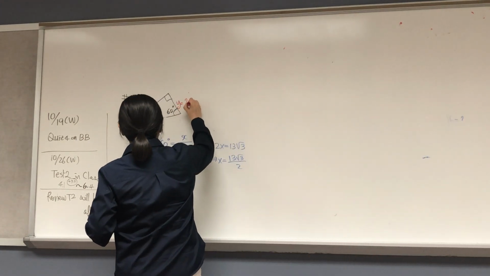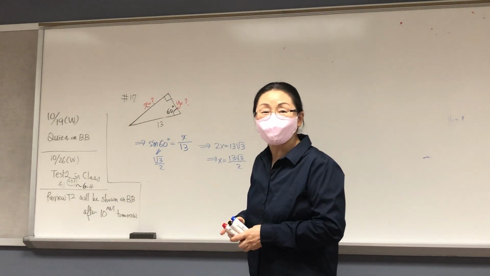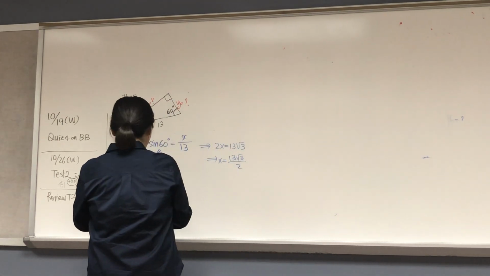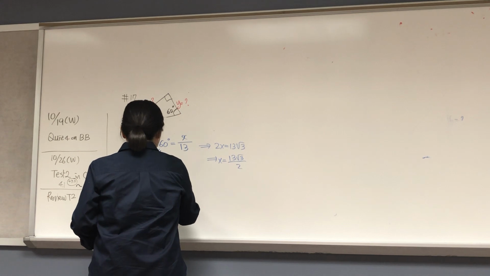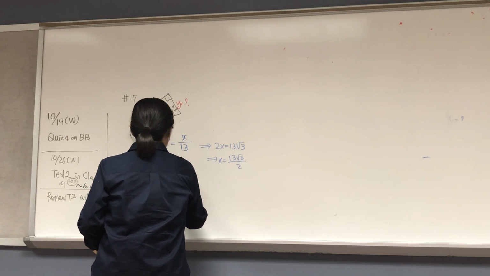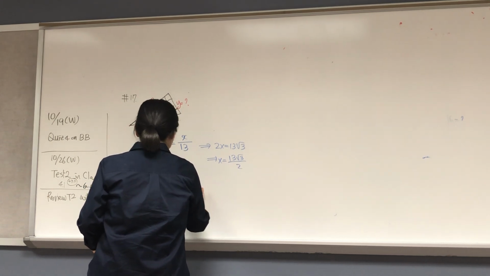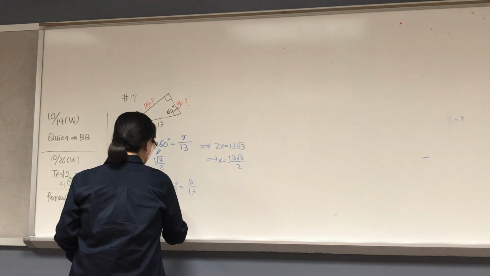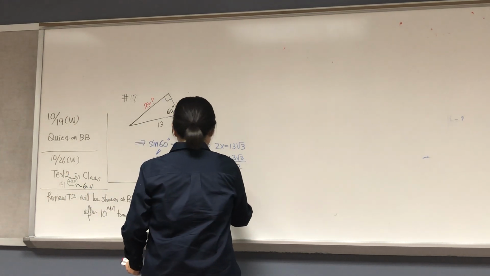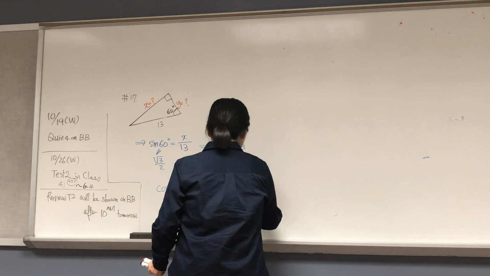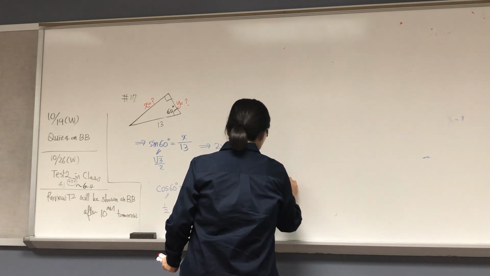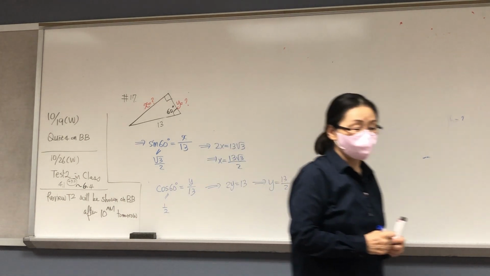How do you find y? For y, you have to solve, right? Same thing. Cosine 60 equal to y over 13. So cosine 60 is 1/2, right? So we have 2y equal to 13, so y equal to 13 over 2. Very good.